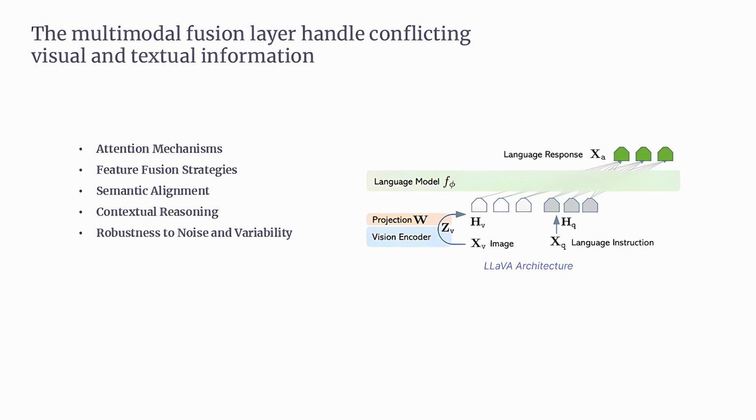In summary, the multimodal fusion layer in LLaVA manages conflicting visual and textual information using advanced attention mechanisms, hierarchical fusion strategies, semantic alignment, contextual reasoning, and robustness to noise. These techniques ensure that LLaVA can effectively integrate and process multimodal data, improving its ability to handle tasks that require a nuanced understanding of both images and text.